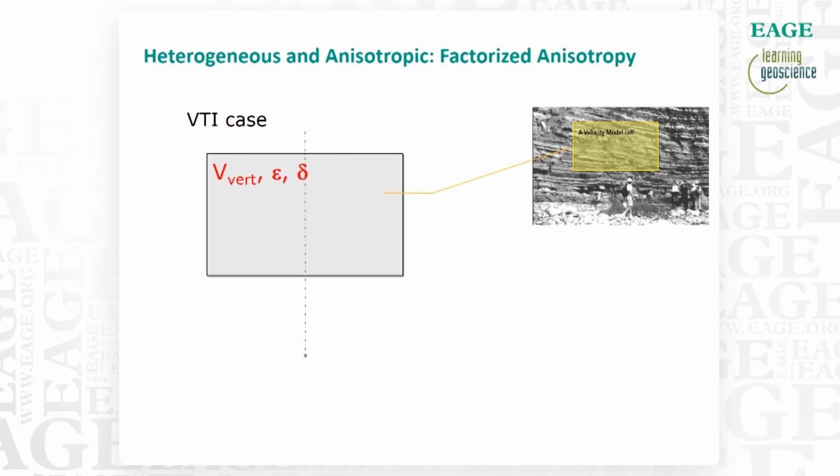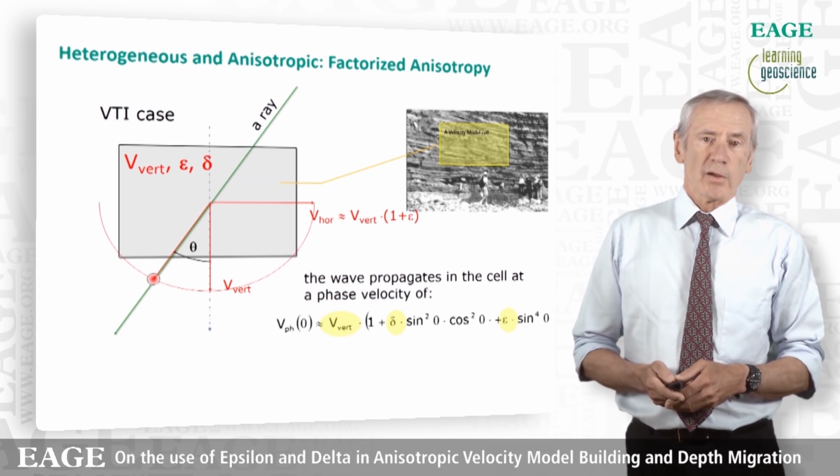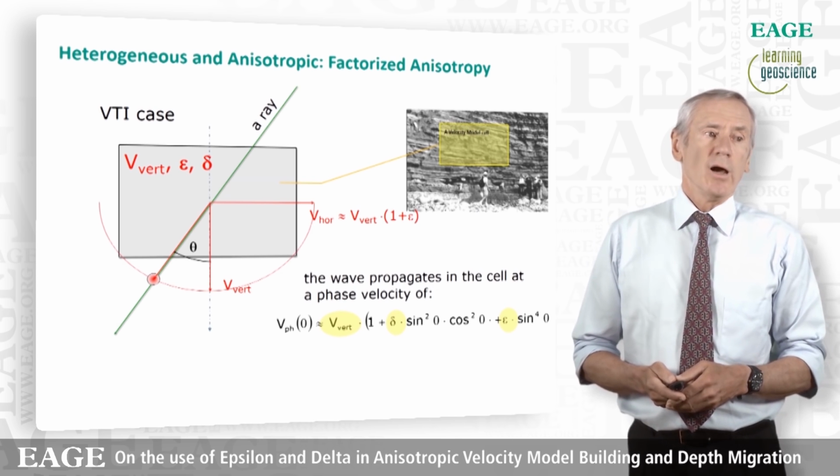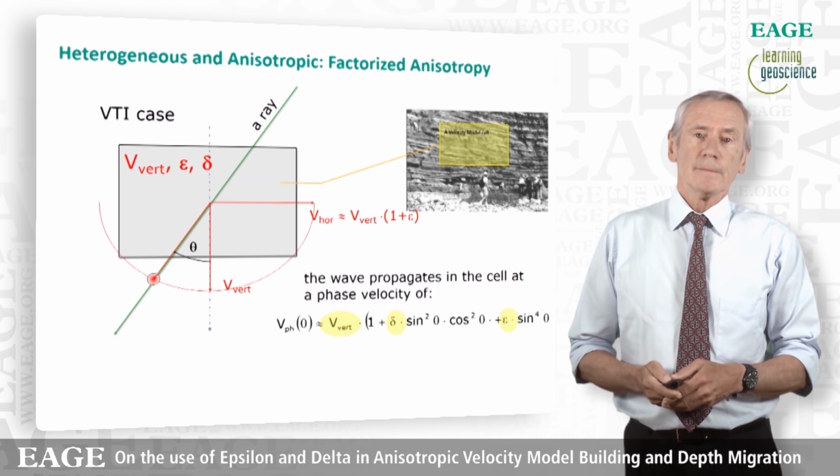Once the three parameters have been defined in one given cell, we can compute the vertical velocity, this is one of the definitions. We can compute the horizontal velocity, which is basically v vert times 1 plus epsilon, and we see a first physical definition of epsilon. And if we have a wave propagating along the ray here at a given direction, Thomsen's equations give us the value of the velocity, more precisely phase velocity, along that direction. Okay? I'm talking about phase velocity here.